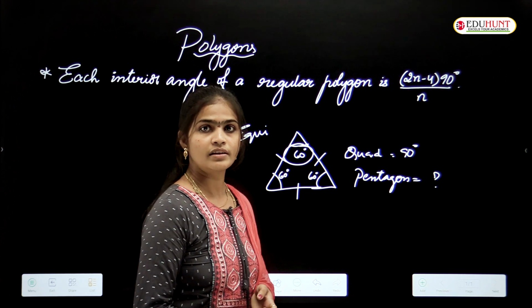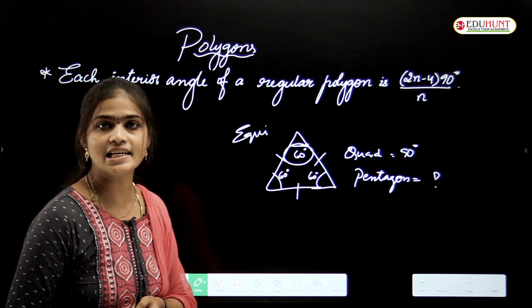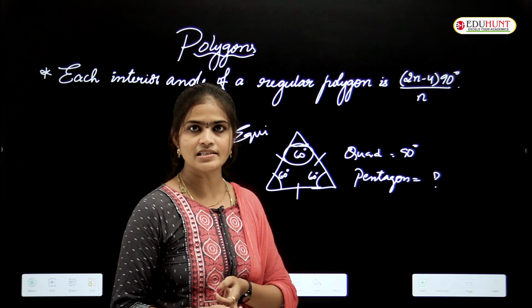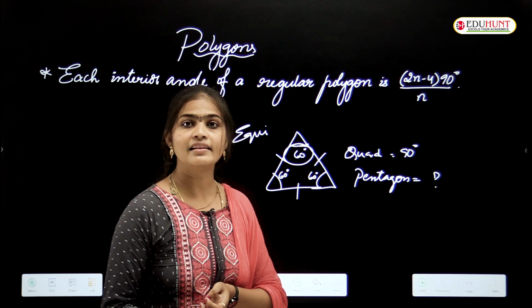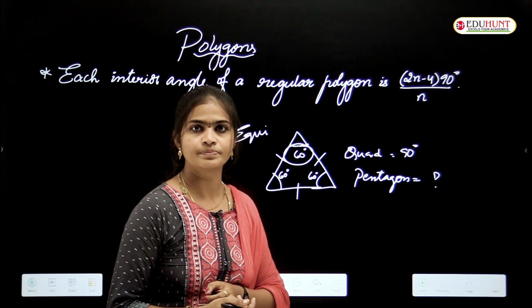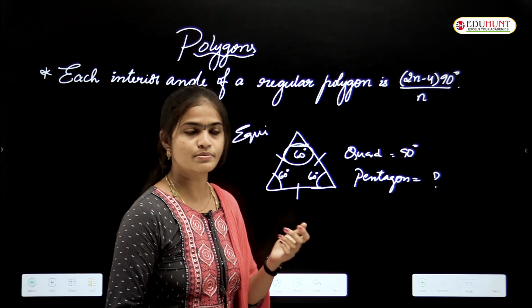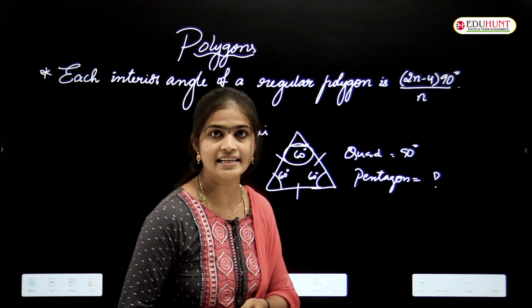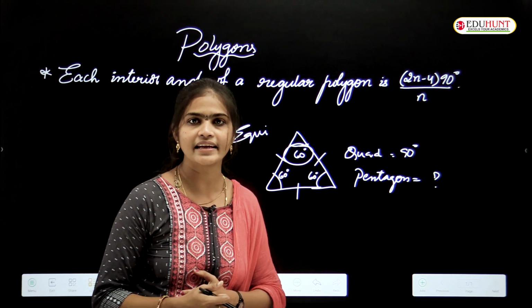What about a pentagon? What about a regular hexagon? What about any other regular figure? If a figure has 100 sides, then the number of sides equals the number of angles, so it has 100 angles, and it is a regular figure. Each angle is equal to how much? How can we find it? It takes too much time this way. So in those cases we can use the formula (2n minus 4) into 90 degrees, divided by n. Why are we dividing by n? Because all angles are equal.